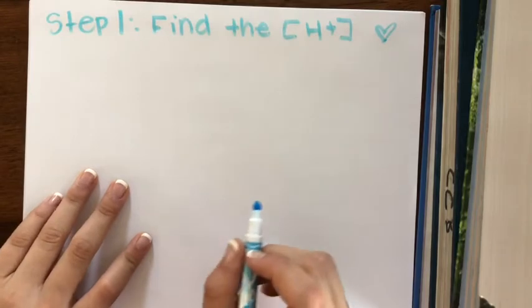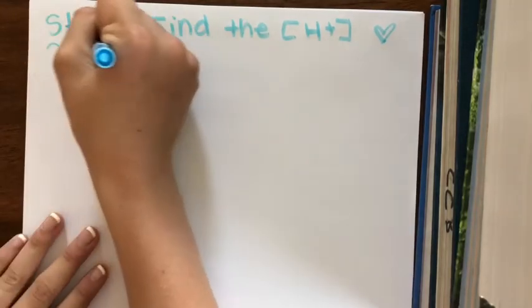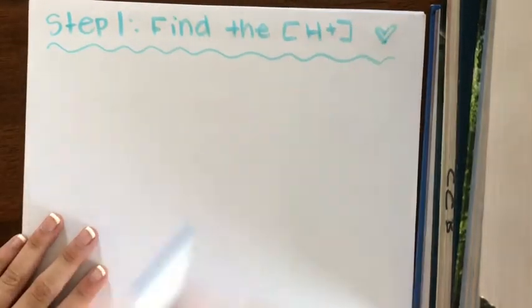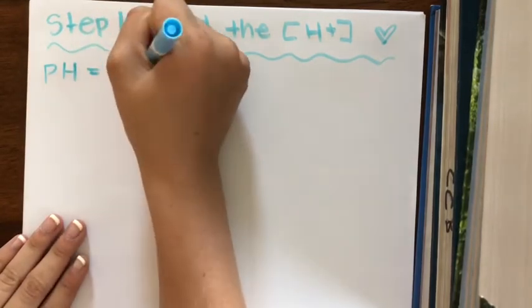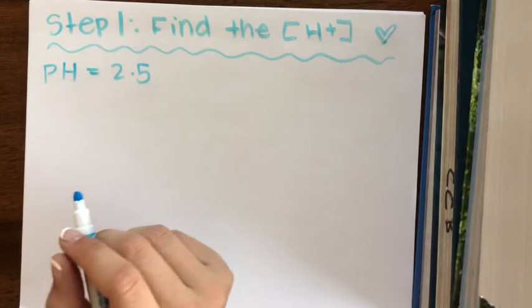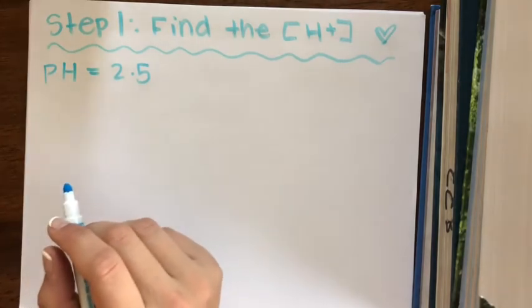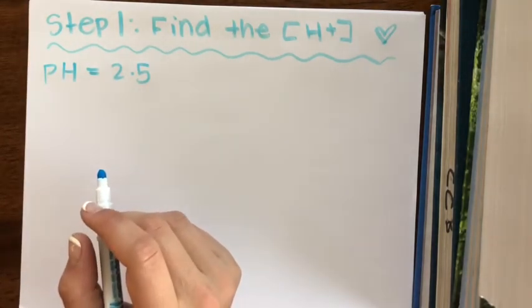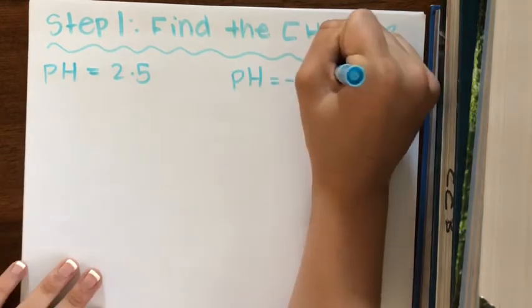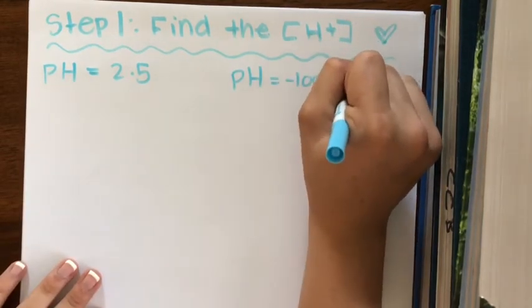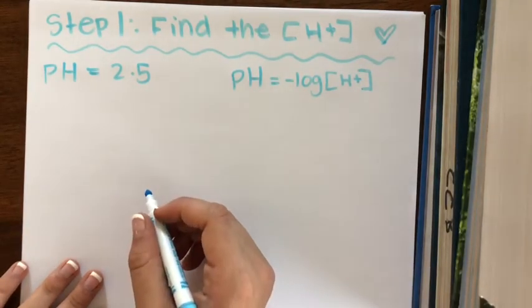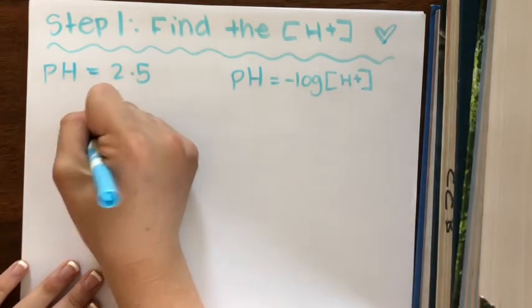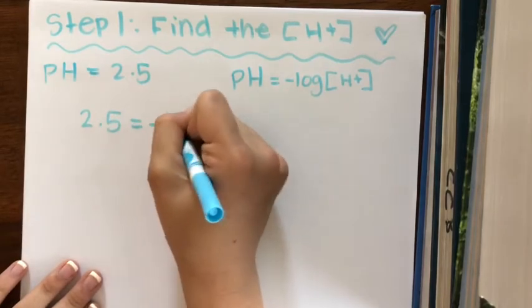Step 1 is to find the H+. First, what you're going to want to do is to figure out what information you're given. In this example, we are given that the pH equals 2.5. Next, identify the equation that would be most suitable for the problem. In this case, we can use the pH equation, which is pH equals the negative log of H+. Because we are given that the pH is 2.5, we can plug that into the equation and solve using algebra to find the H+.